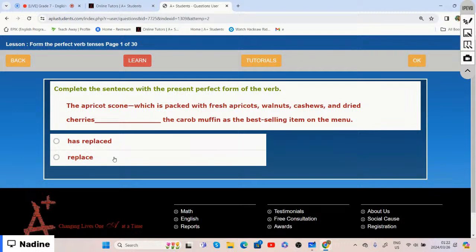So once again, the apricot scone, which is packed with fresh apricots, walnuts, cashews, and dried cherries, do we say has replaced? Or do we just say replace the carob muffin as the best selling item on the menu? Which of these verbs, as well as the helping verb, basically gives us the idea that this is a present perfect form? We need to choose the present perfect form of the verb. Is it has replaced, or do we just say replace? Present perfect form.